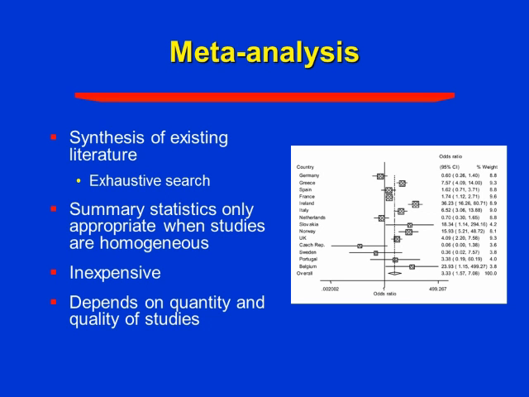Summary statistics, or that bottom line there where you see the overall and the diamond, are only appropriate when you're looking at homogeneous studies with similar study populations and similar study designs. These studies are quite inexpensive. It only requires the time of the analyst, but their validity really depends on the quantity and the quality of the studies that you have to include in your meta-analysis.